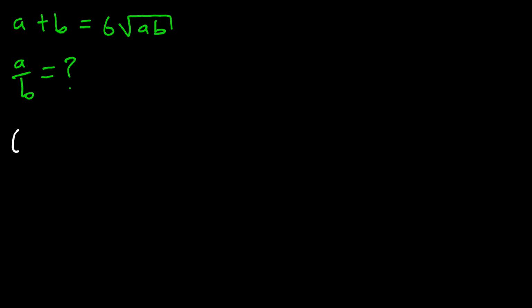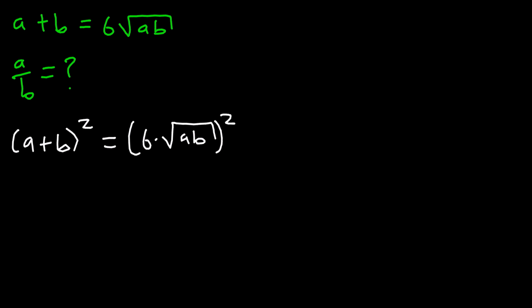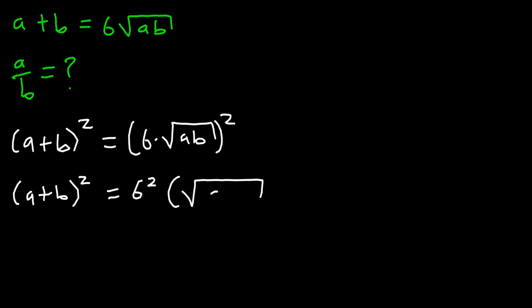So we shall have (a plus b) raised to the power of 2 equaling 6 times the square root of a times b, all raised to the power of 2. And so this will be (a plus b) to the power of 2 equaling 6 to the power of 2 times the square root of a times b, raised to the power of 2.